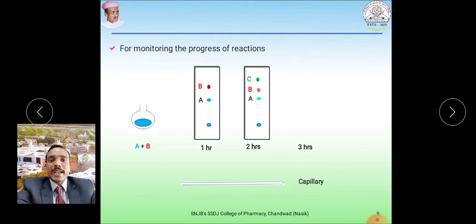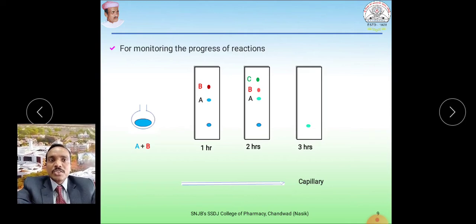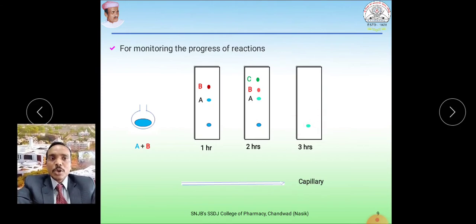We have to continue the reaction condition, whatever it may be, cold, or room temperature stirring, or a hot condition. And after 3 hours again we have to collect the sample using a capillary. We have to spot here the reaction mixture, as well as starting material A and starting material B, and then run in the same solvent system. If it is a good system showing good observation, then we go for the same solvent system.